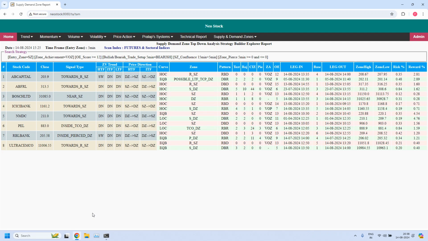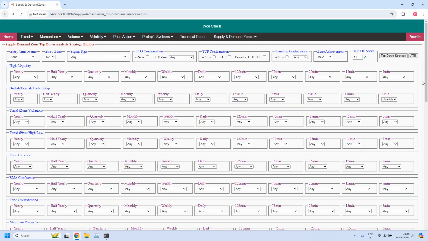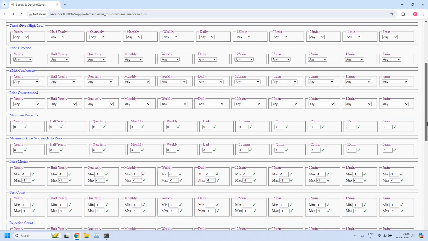8 stocks are filtered, and these 8 stocks are currently supporting bearish trade setup for hourly income trade and also having a confluence with 15 minute zone. Now we will also look for a confluence of 5 minutes, 15 minutes and even 75 minutes. 75 minutes is a HTF time frame. So let's enable that option.